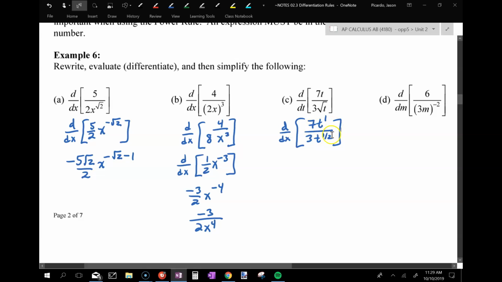So how do you divide these? What do you do with them? If this was t to the 5th and this was t squared, what would you have? T to the 3rd, right? Yeah, you would subtract the exponents, right? So what's 1 minus 1/2? T to the 1/2. Where does the 1/2 go, on the top or the bottom? Where's there more? Yeah, on the top, there's more, right? So it would be the same as this.